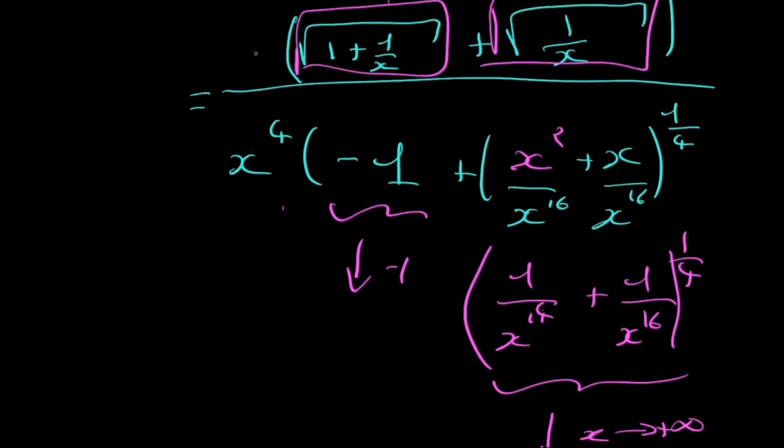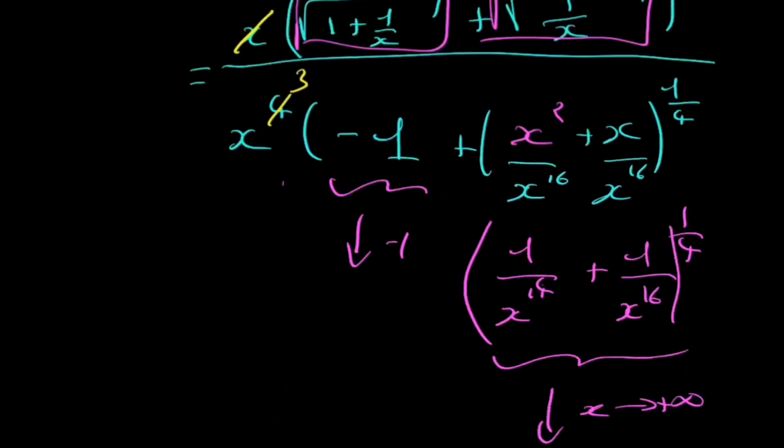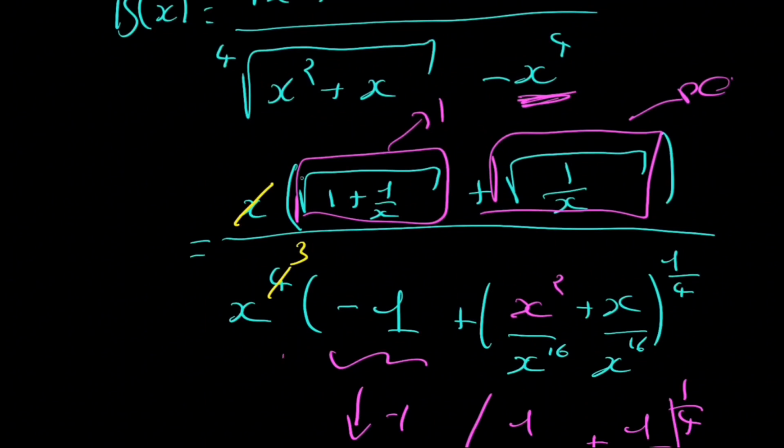And here, by simplifying this x with one of the x's here, so x cubed, we are left with our expression b of x equal to 1 over x to the third times all this thing here.